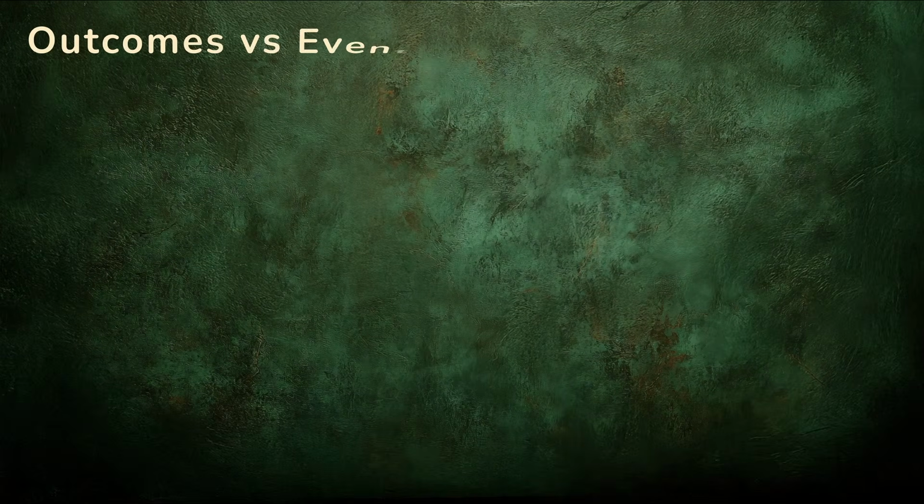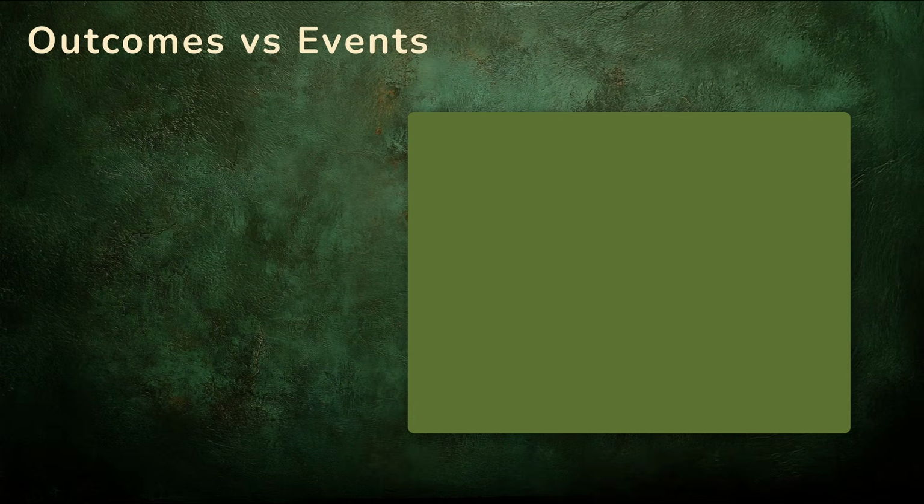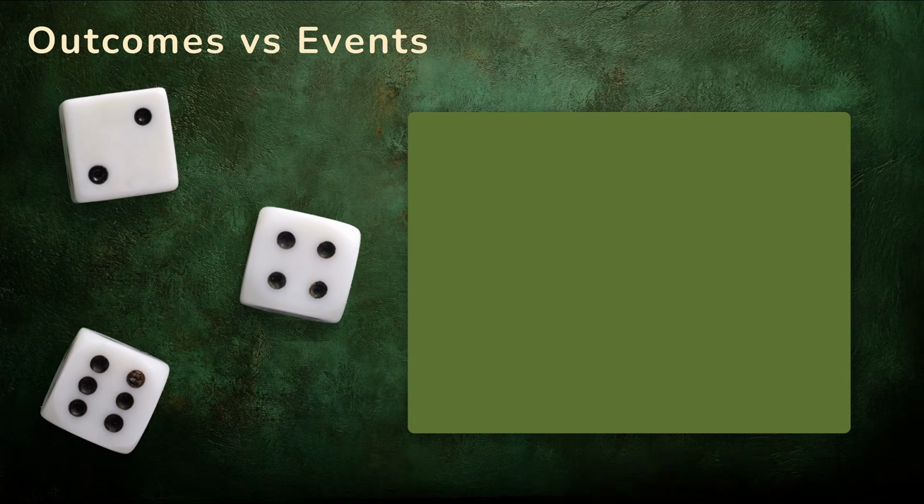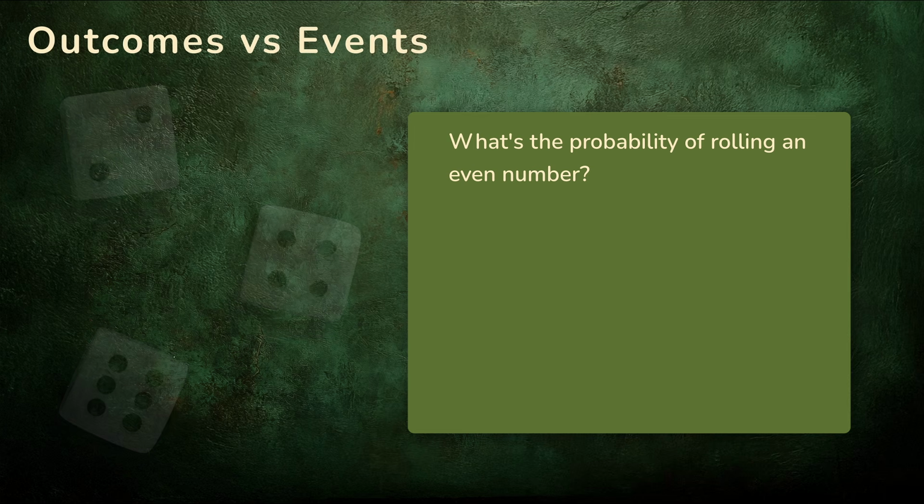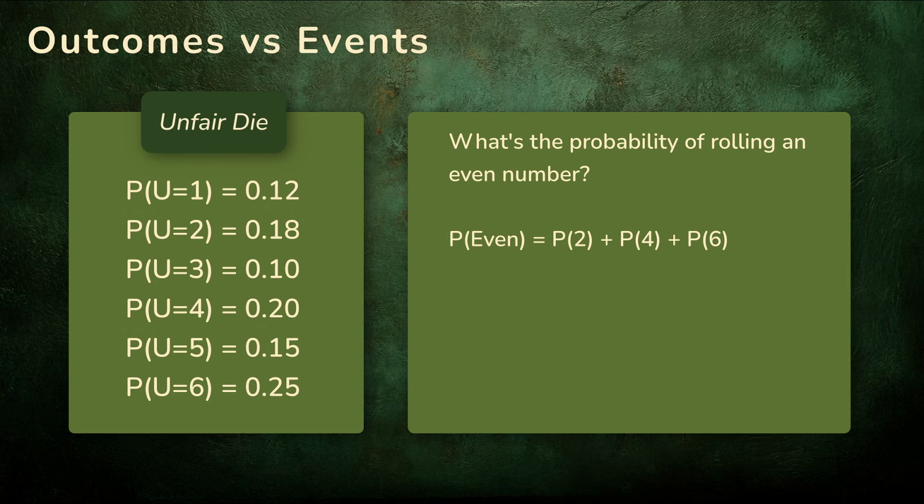Moving on, going deeper. What is the probability of rolling an even number? Even isn't a single outcome, it's a collection of outcomes, 2, 4, and 6. So to find the probability of rolling an even number, we add the individual probabilities. The probability of rolling an even number is 0.63.